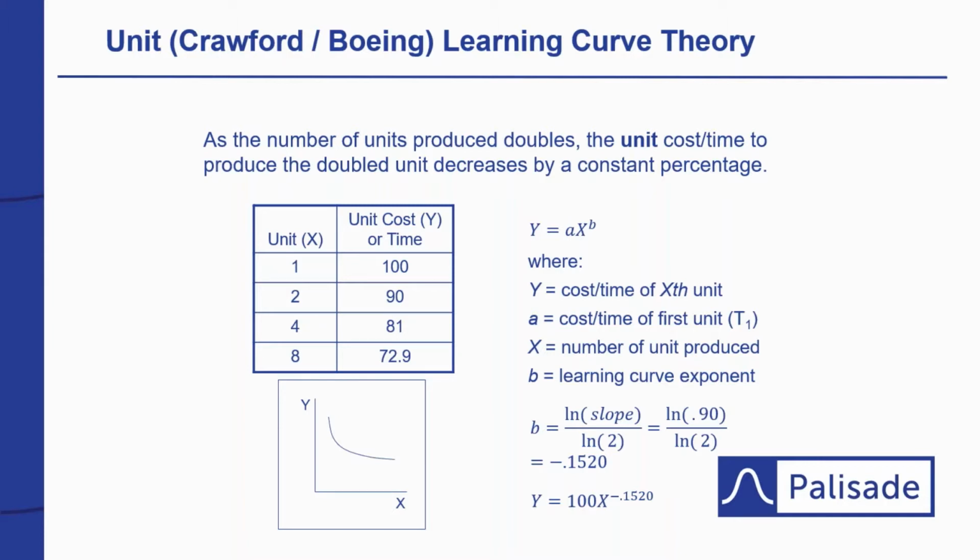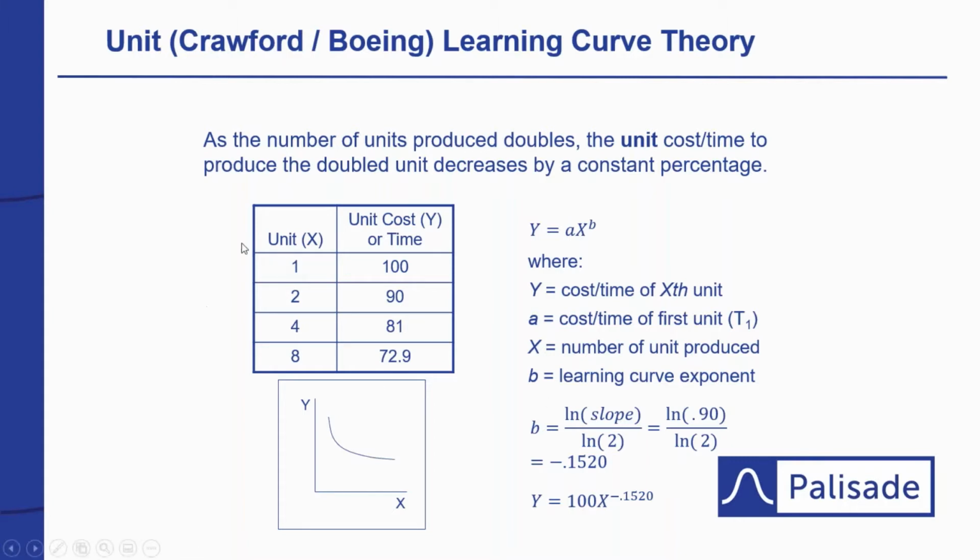This specific form says, and I'll read it to you because it has a few things that need to be highlighted here. As the number of units produced doubles, the unit, and that's in bold on purpose, the unit cost or time to produce the doubled unit decreases by a constant percentage.